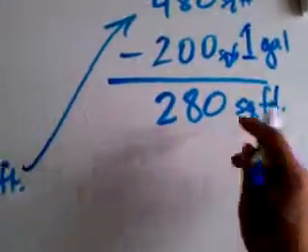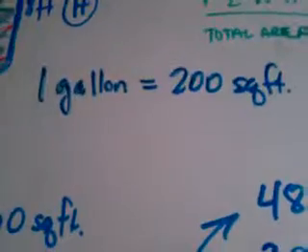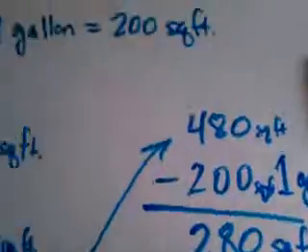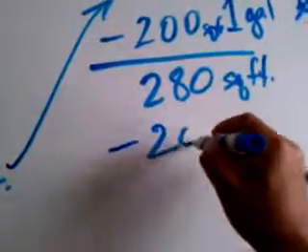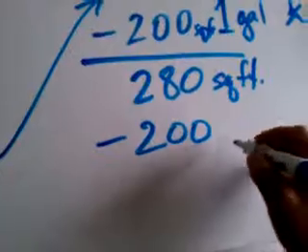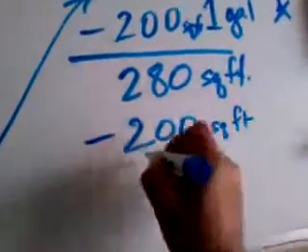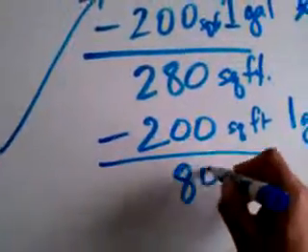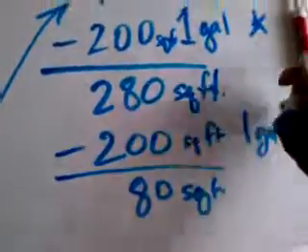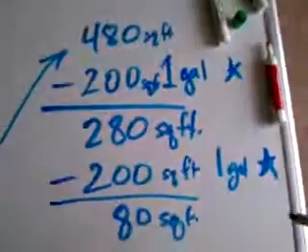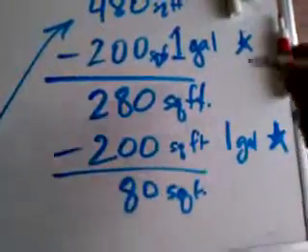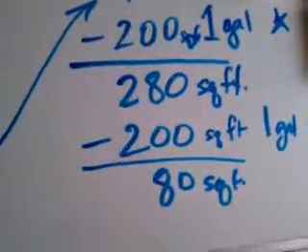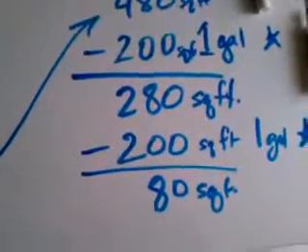Well, if I were to buy another gallon, so I already have 1 gallon that I've purchased, okay? I've purchased 1 gallon. I'm going to need another gallon because I still have more wall to paint. So minus 200 square feet for a second gallon would leave me with 80 square feet left. So far, I would need to purchase 2 gallons, 1 here and 1 here. But I would still have 80 square feet left to paint.